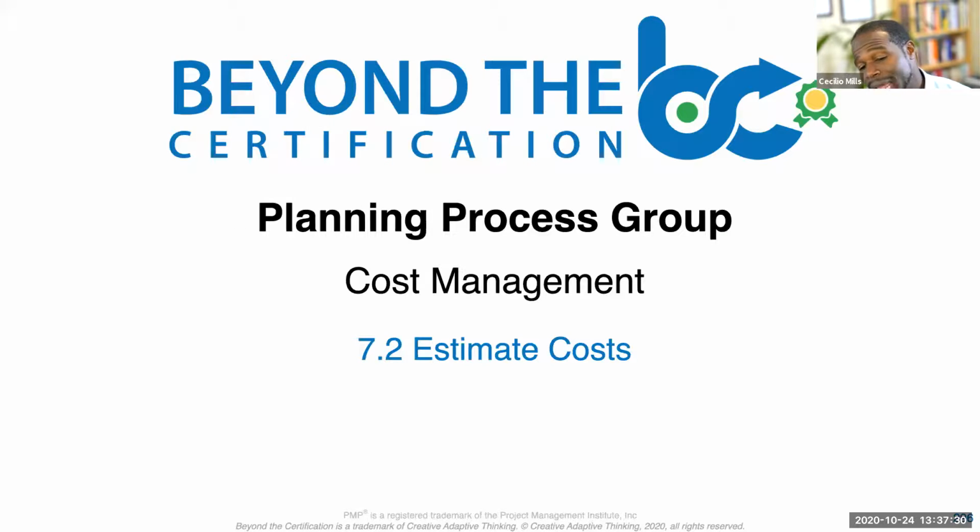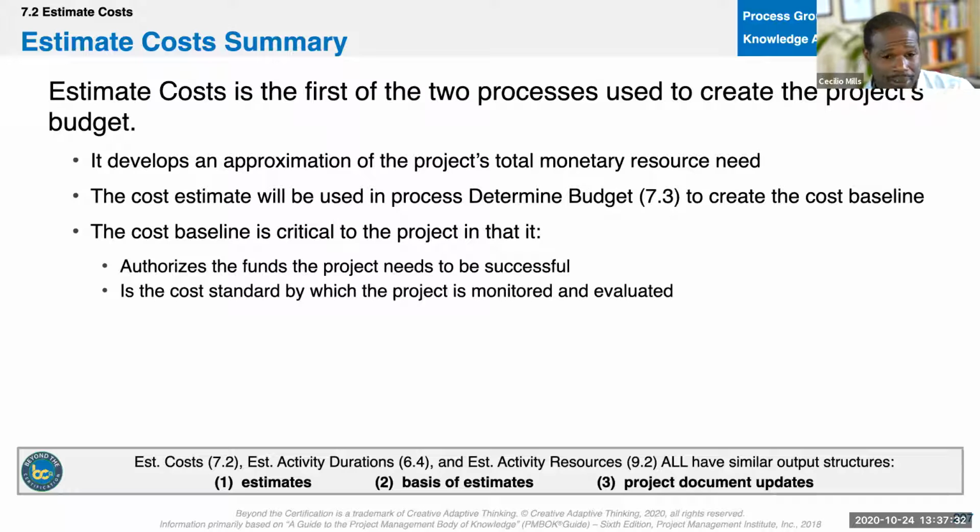So now that we have a plan, let's go and estimate. This is the first of two processes used to create the budget. We do this one first, and then in the next one, we'll add everything up. When we get to determine budget, we'll do something called cost aggregation. But for now, we're just estimating, and we get an approximation of the monetary resource need.